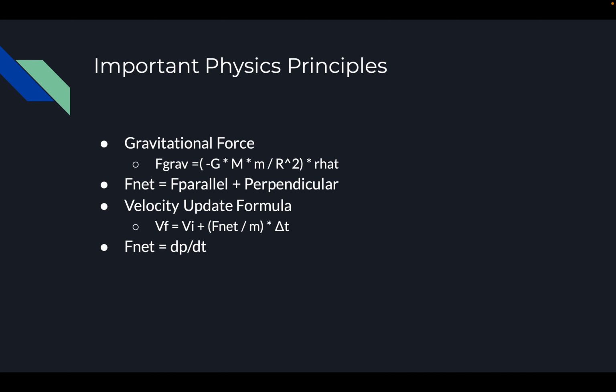By far the most important physics principle was that of the formula for the gravitational force between two objects, which is equal to negative G times big M times little m over r squared times r hat. We also use both the velocity update and position update formulas within our calculations, which are related to Newton's second law. The final important formula to use was the relation that equates F net to dp over dt, which is the change in momentum over the change in time.